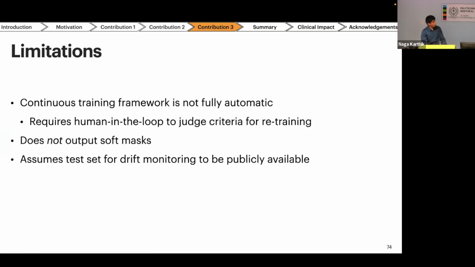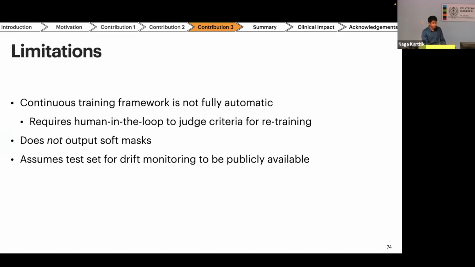Okay. So, there are some limitations of this work. It is currently not fully automatic in the sense that the criteria for retraining is judged qualitatively. So we need to look at the segmentations that the model obtained on difficult cases to understand whether it is good enough for the current version, or we need to go back to train it again. Unlike the previous version, it does not output soft masks. This is a trade-off that we had to make because it is difficult to obtain soft masks in cases where we don't have multiple contrasts per participant.